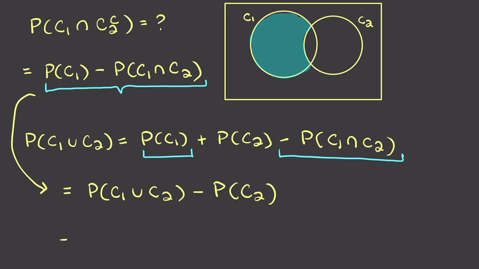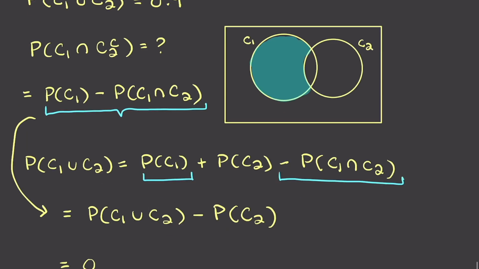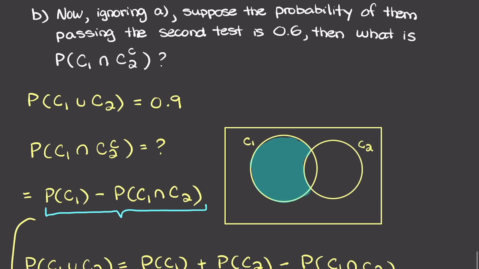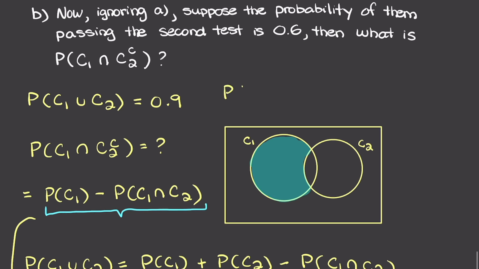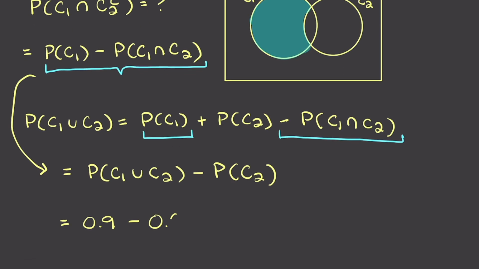We know the union of C1 and C2 is 0.9. And we know that the probability of C2, which I didn't write down, but based on this question, it says the probability of them passing the second test. So that's the probability of C2 is 0.6. And we get 0.3.